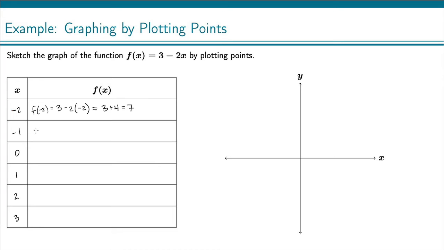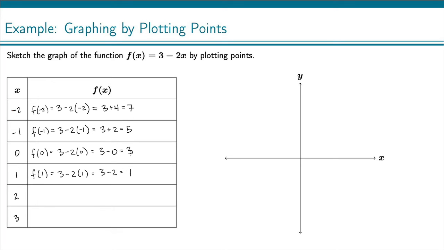And then for -1, f of -1 equals 3 minus 2 times -1. That's 3 plus 2, which is 5. And then for 0, f of 0 is 3 minus 2 times 0. And that's just 3 minus 0, which is 3. Plugging in 1, f of 1 equals 3 minus 2 times 1. So that's 3 minus 2, which is 1.